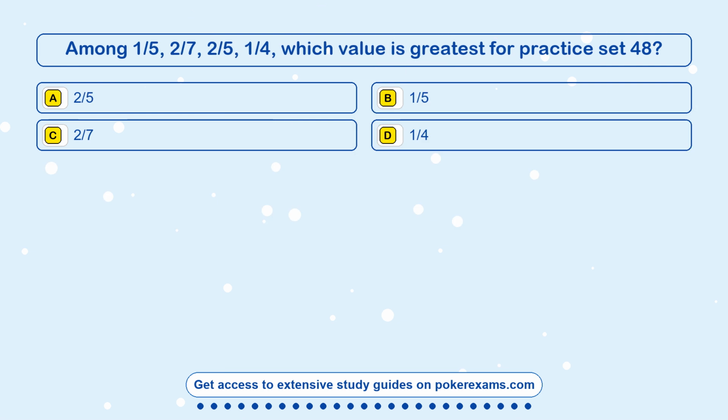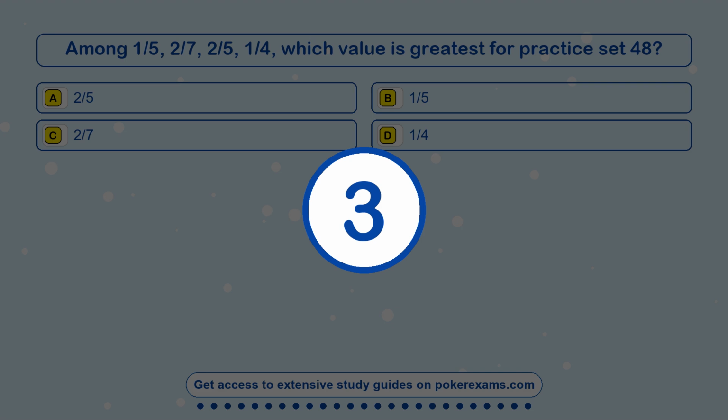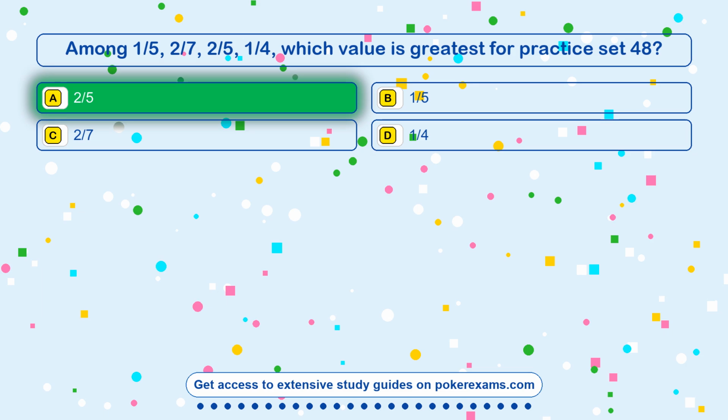Question 2. Among 1/5, 2/7, 2/5, 1/4, which value is greatest for practice set 48? Option A 2/5. Option B 1/5. Option C 2/7. Option D 1/4. The correct answer is option A, 2/5.